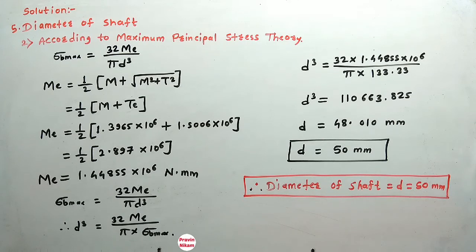So this is the problem of shafts subjected to combined twisting and bending moment, and a shaft containing two pulleys, one having vertical belts and another one having horizontal belts.